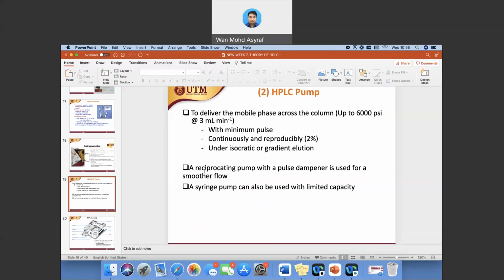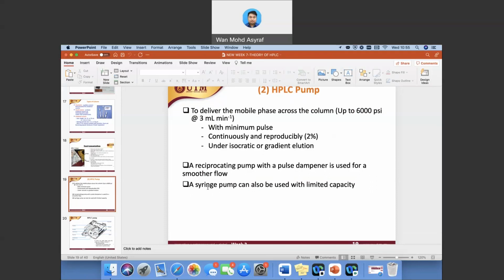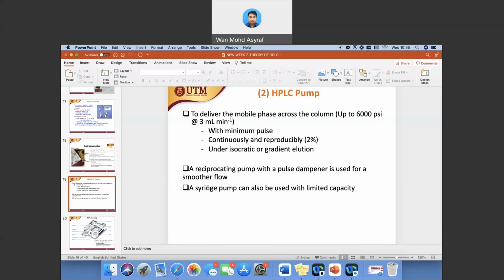A reciprocating pump with a pulse dampener is used for a smoother flow. So the pump needs to be continuous, and that's why we have a reciprocating pump. A syringe pump can also be used, with limited capacity, but this is just for your information only. You need to know that the HPLC pump needs to deliver the mobile phase across the column at up to 6,000 psi or about 3 milliliters per minute.